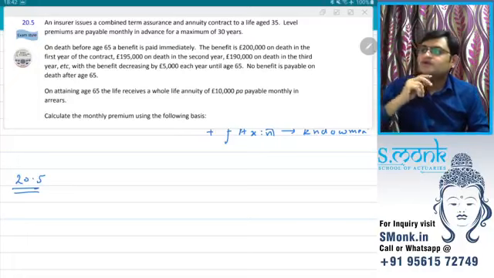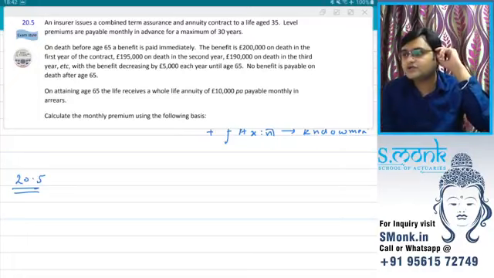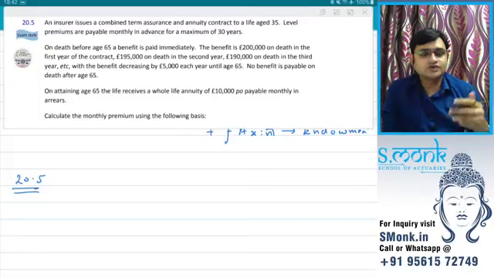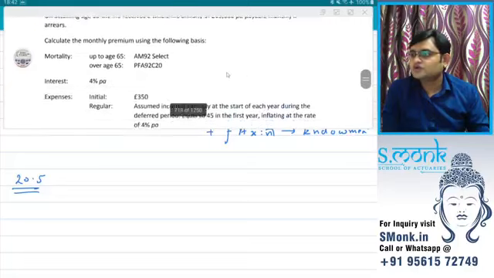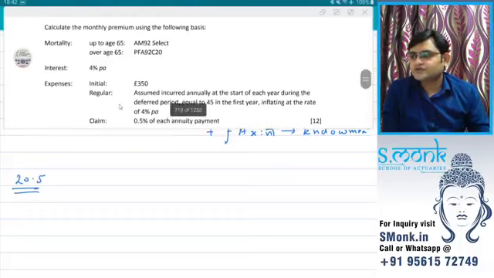So when an insurer issues a combined term assurance and annuity contract to a life age 35, this is going to be a very complicated question because we will have term assurance as well as an annuity contract. I just want to show you how our expenses would work because we have initial, regular as well as claim expenses.